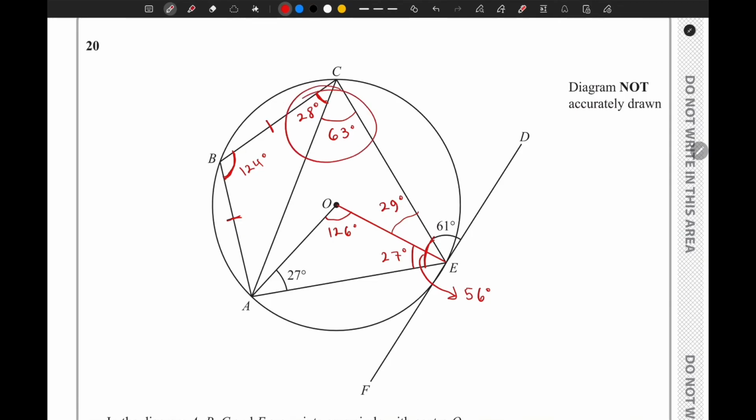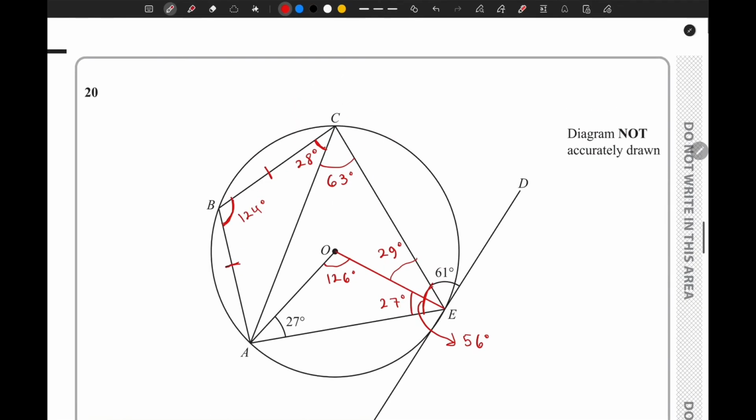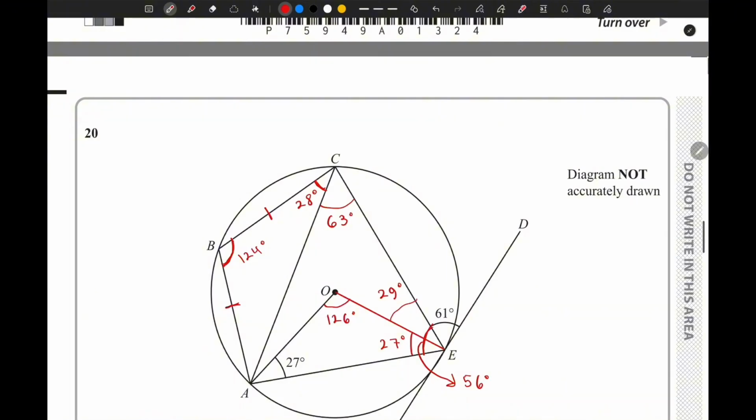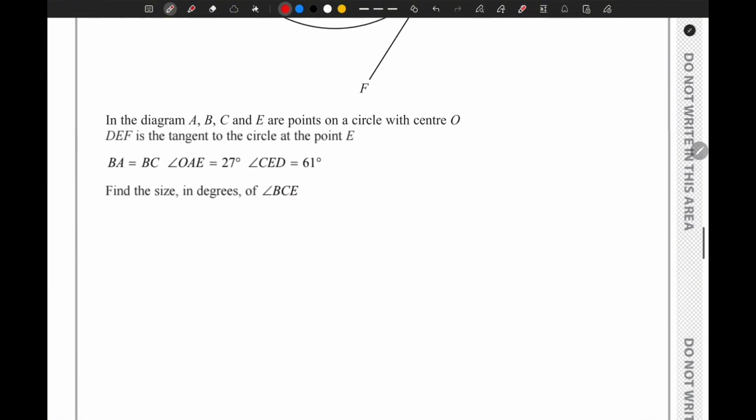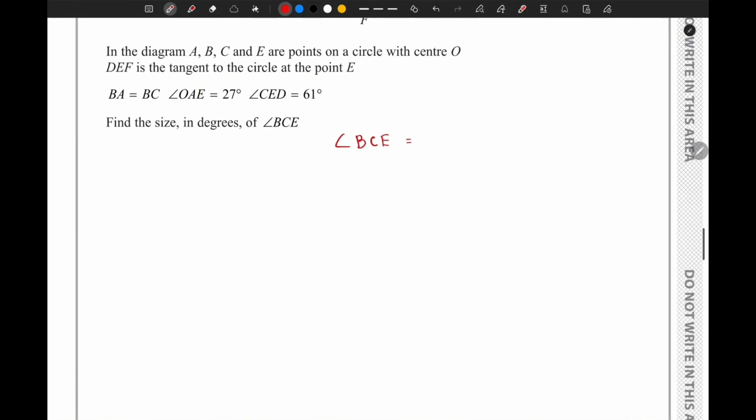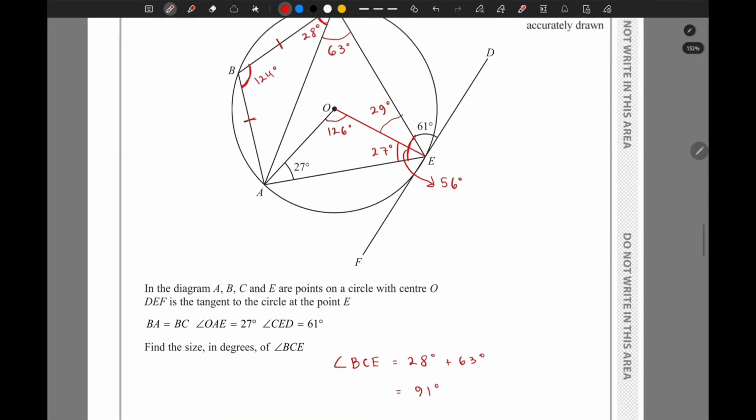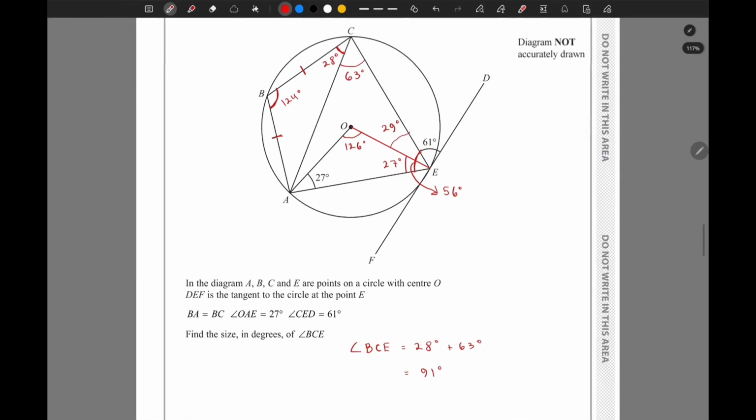Now we just need to add these two angles to find out the final answer, which is angle BCE. So angle BCE would be 28 plus 63. So 28 plus 63 gives us 91 degrees. So this is the final answer.